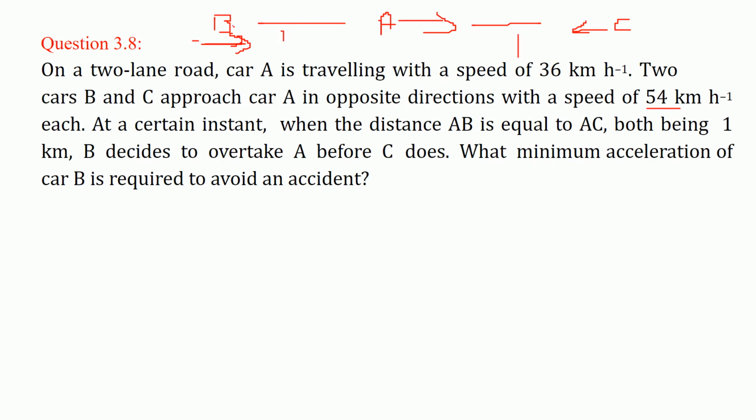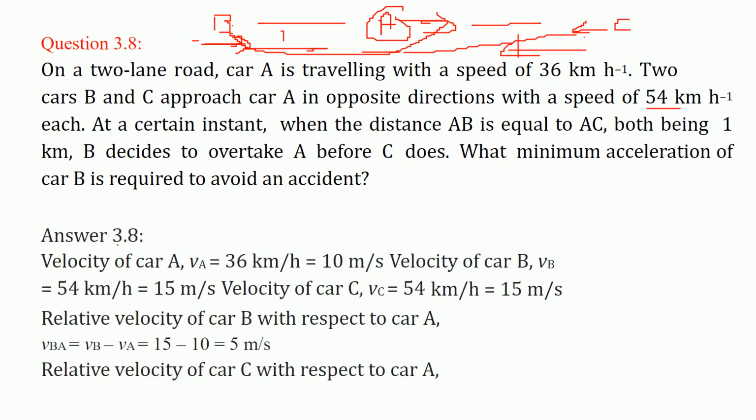B wants to decide that, okay, I want to overtake A before C does, because they are coming in the opposite direction. So B has to attain certain speed or acceleration, something, so that there is no collision. So B has to surpass this before C reaches here.